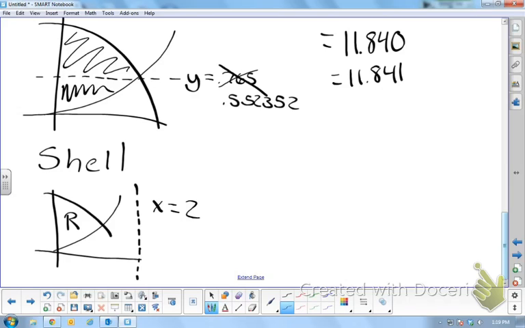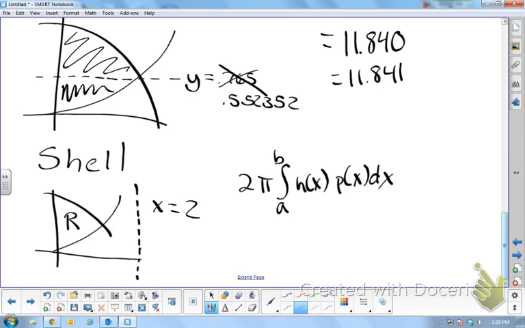Now for disk method, you want to shift the whole thing. For shell method, we do not want to shift the whole thing. Disk method, you need to shift the whole thing. We'd shift this all so that it was at the y-axis. Shell method, we don't want to do that. Shell method, we add 2 pi, integral from a to b, h of x, p of x.